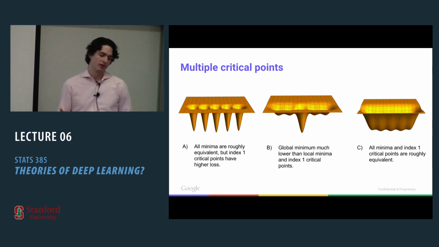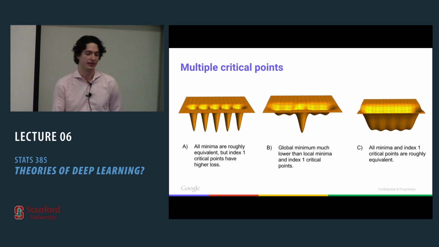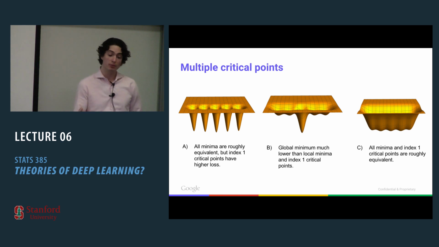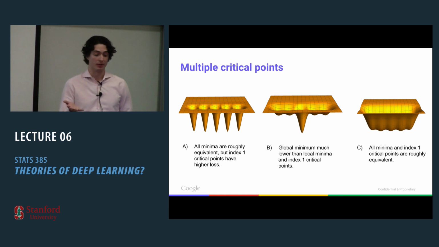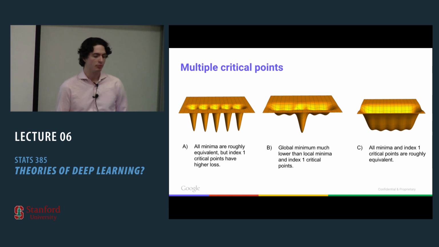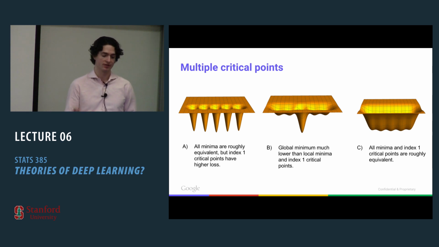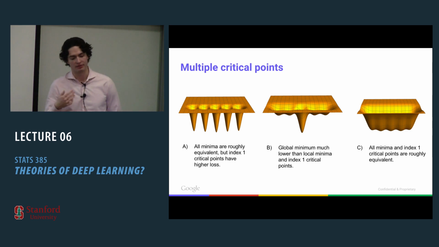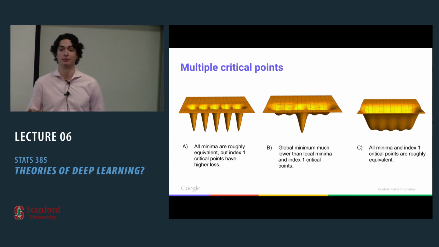So in the middle case, there's a global minimum, which is much lower in loss value or energy. I'll typically call the loss value the energy. There's a global minimum which has a much lower energy than the local minima, and also much lower energy than the saddle points. On the left side, you have a bunch of local minima. They're all about the same value of the loss. But the index 1 saddle points, the saddle points with one negative curvature direction, lie in between the minima. They have much higher energy. And finally, on the right, you have all of the minima and the index 1 saddle points have about the same energy.